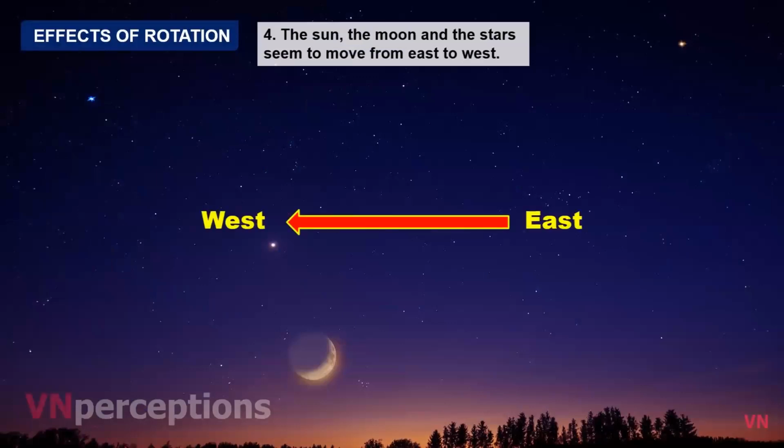Now you may say that you have seen the sun moving from east to west. What about the moon and the stars? But actually, if you see in time lapse, you will understand that they all are moving from east to west. This is because the earth is spinning from west to east.